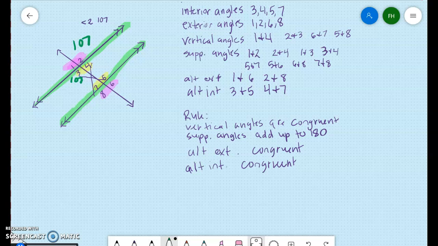I know angle 1 and 2 make a straight line, which adds up to 180. So this has to be 73. 1 and 4 are vertical angles because they make an X. So this is 73. But also know that 2 and 4 should add up to a straight line. And 107 plus 73 make a straight line.